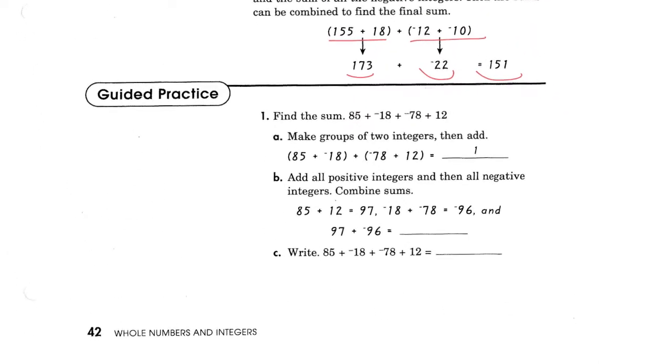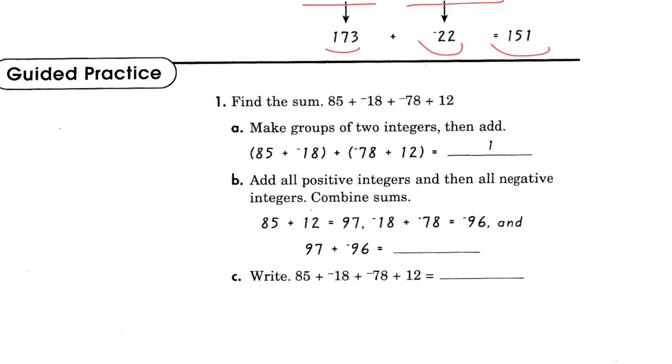So down here it says, find the sum of 85 plus negative 18 plus negative 78 plus 12. Well, I did my two groups, and when I do that, I get a positive 1. Or I could add my positives and get 97. I can add my negatives and get negative 96. And then when I add my positive 97 and my negative 96, I get a 1. So when I do my problem out, I get a positive 1.